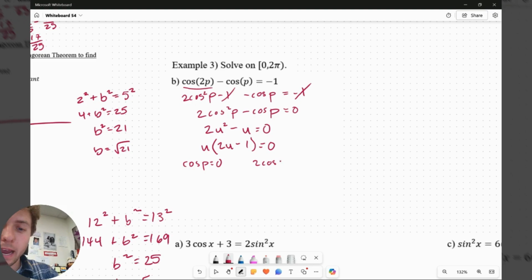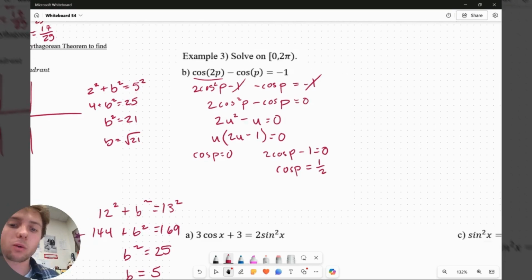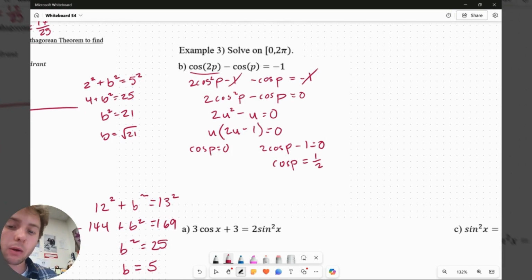So, okay, we've factored it. We've set both parts equal to 0, and now we just need to identify the angle that works for p. Well, what angle causes cosine to equal 0? We know that might occur at 2 spots from 0 to 2 pi. That could occur at pi halves or 3 pi halves. Notice I only need the answers from 0 to 2 pi. I don't need to add 2 pi k with any of that.